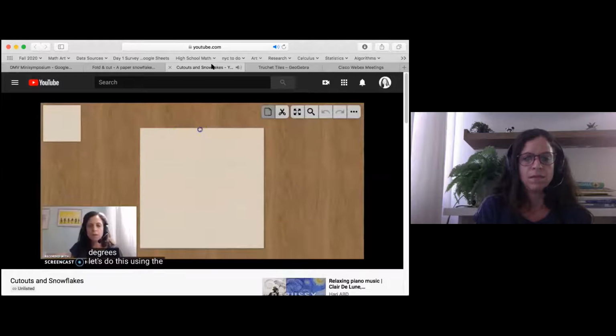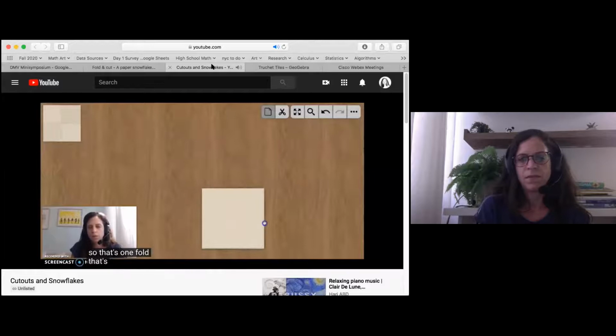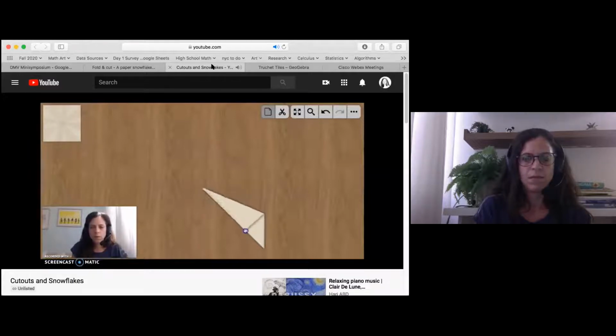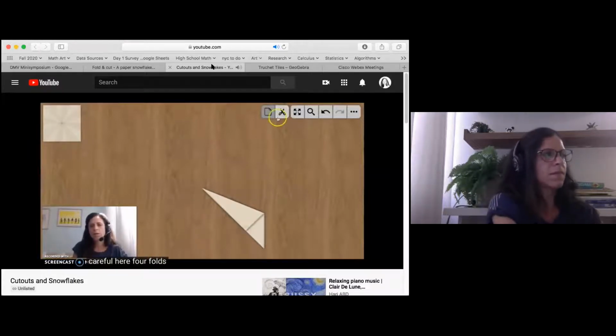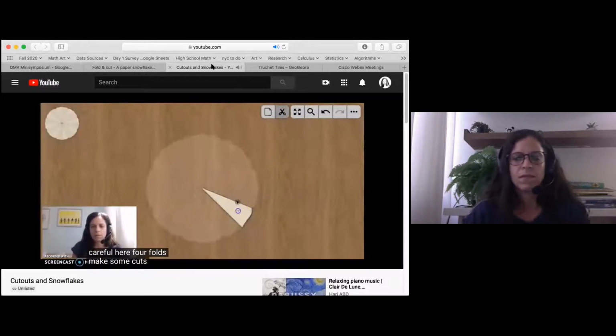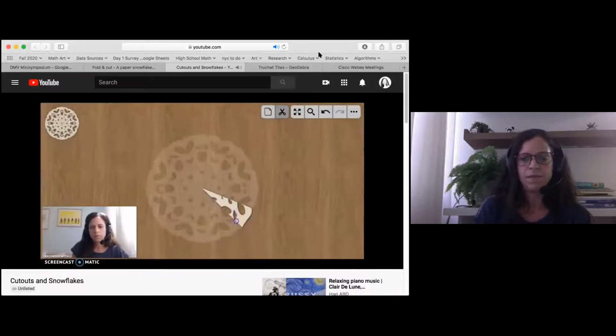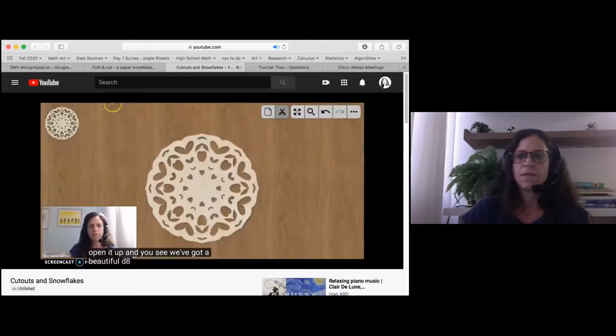Let's do this using the app. So that's 1 fold. That's 2 folds. That's 3 folds, and ooh, careful here. 4 folds. Make some cuts. Open it up, and you see we've got a beautiful D8.